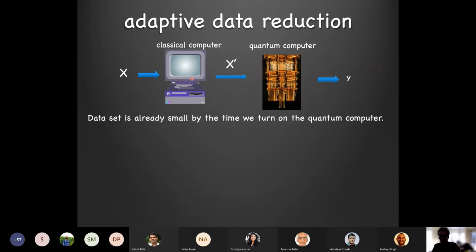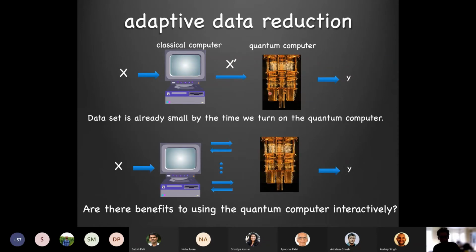Can we have a more glorious role for the quantum computer here? And can you expand the range of what you do by using the quantum computer interactively, by saying, analyzing the data you've got and then sending a message back to the classical computer, getting it to explore other parts of the data set?